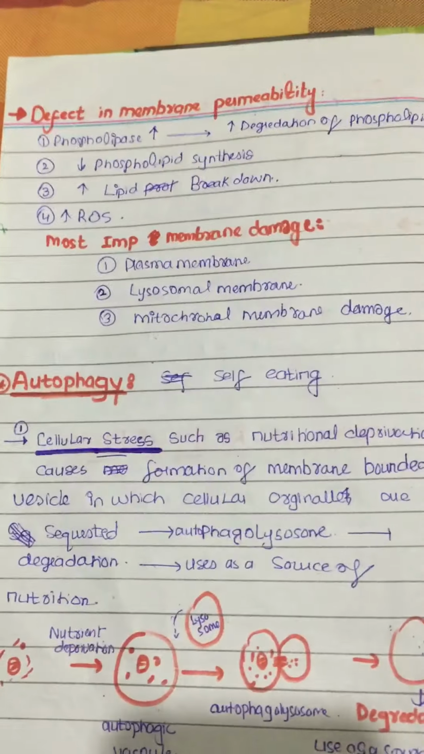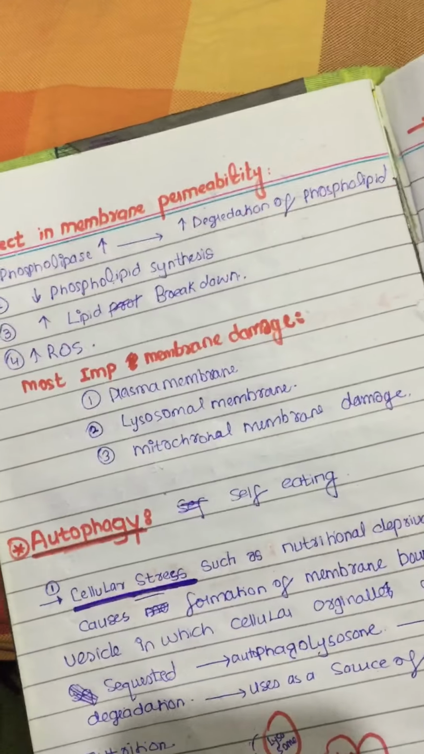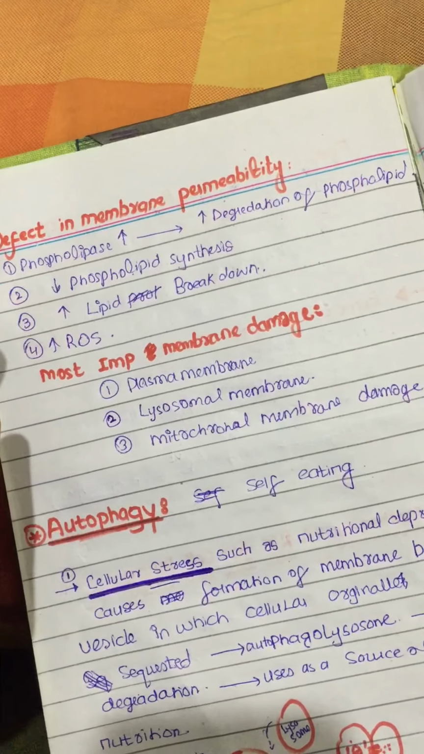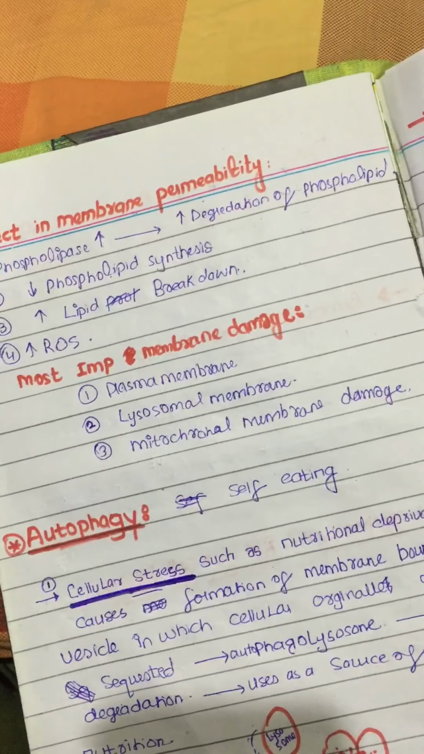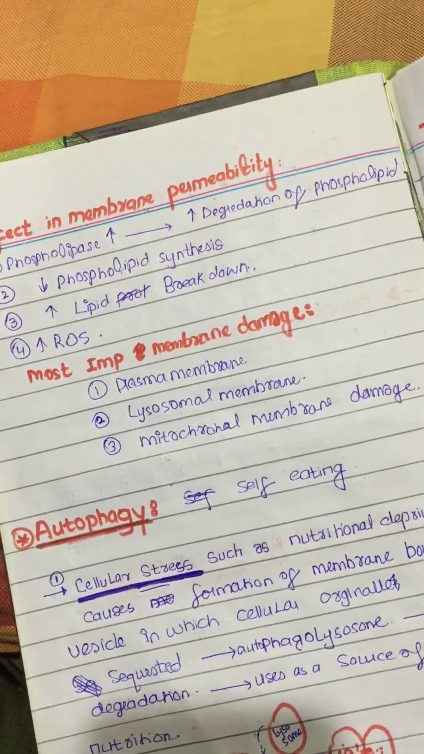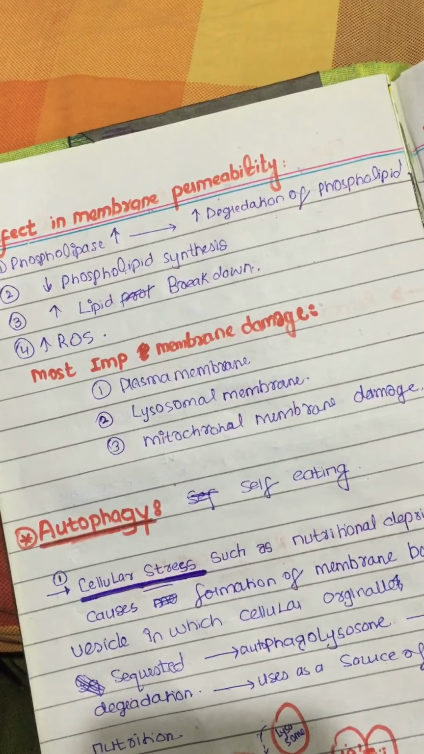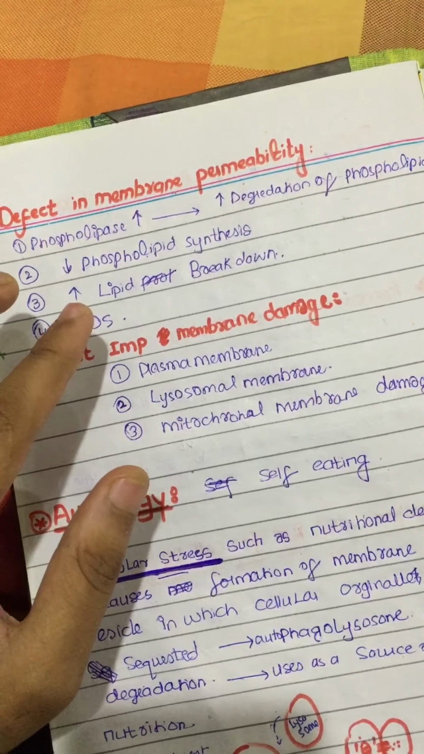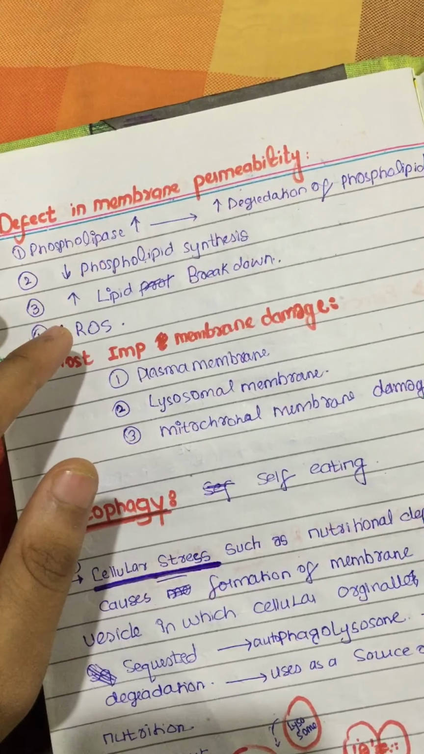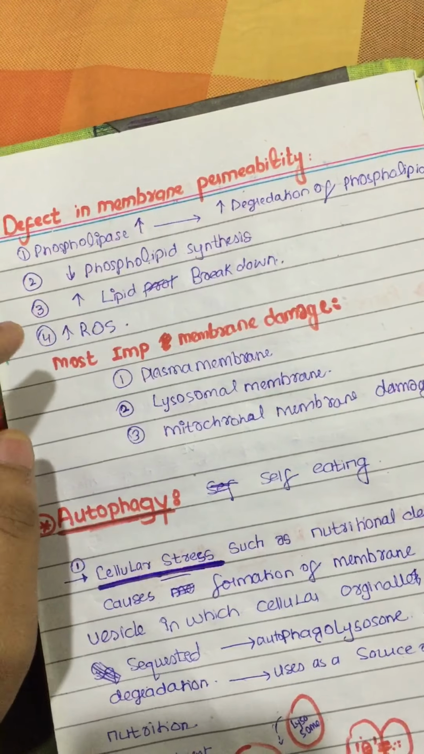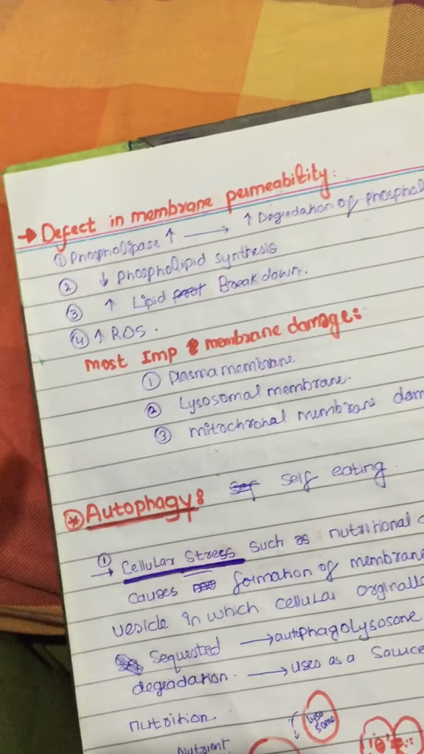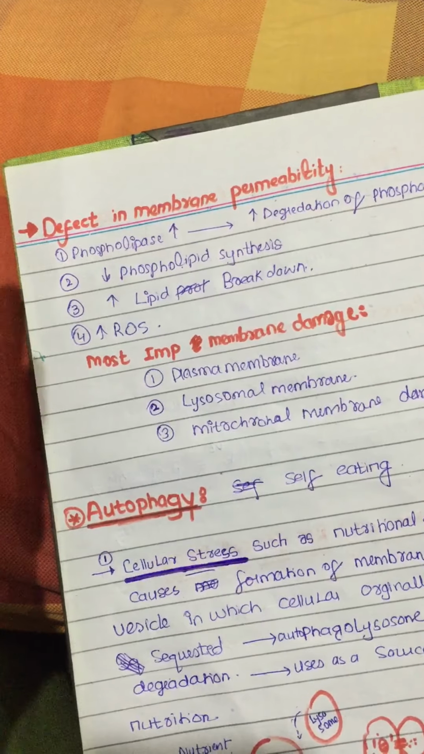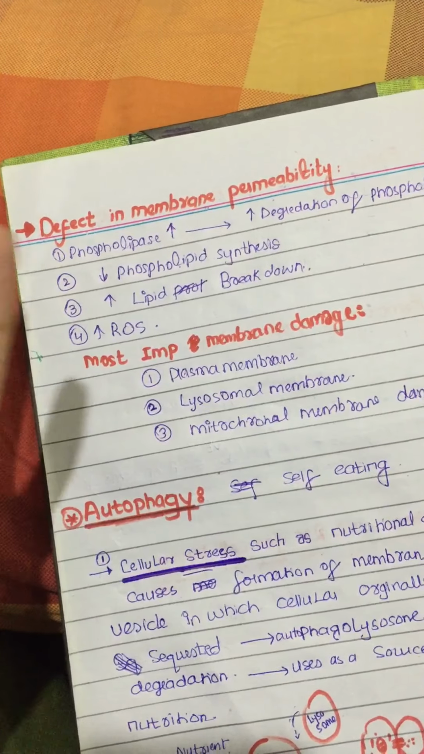Now we are going to do the last thing, the damage to the membrane permeability. It's because of increased level of the phospholipase, reduced level of the phospholipids, as well as increased level of the lipid breakdown, and reactive oxygen species are really high as well. Because of that, there's going to be membrane damage. We did four things. What were they? Increased level of the phospholipase, reduced level of the phospholipid, increased level of the reactive oxygen species, and increased level of the lipid breakdown.